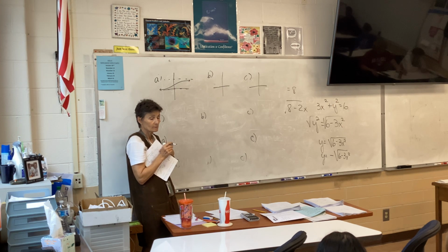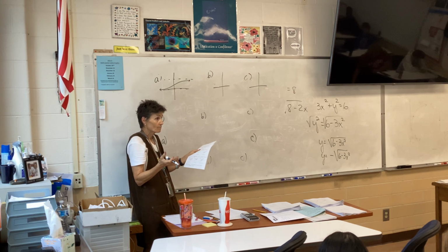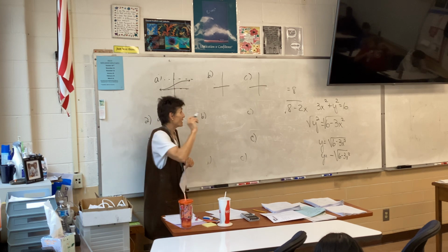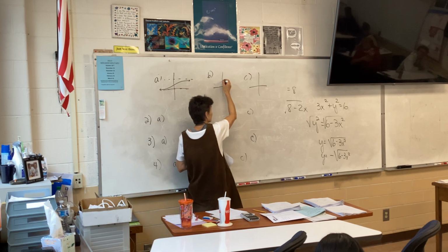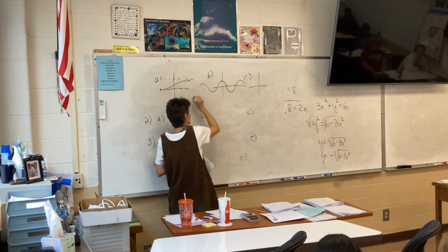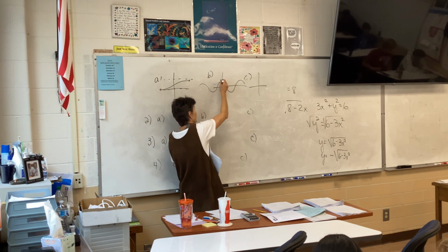Right? All right. Well, B is clearly the cosine. So the cosine goes up and down, right? But you gotta start it up here. So the up and down starts up here like this. Cosine starts up here.